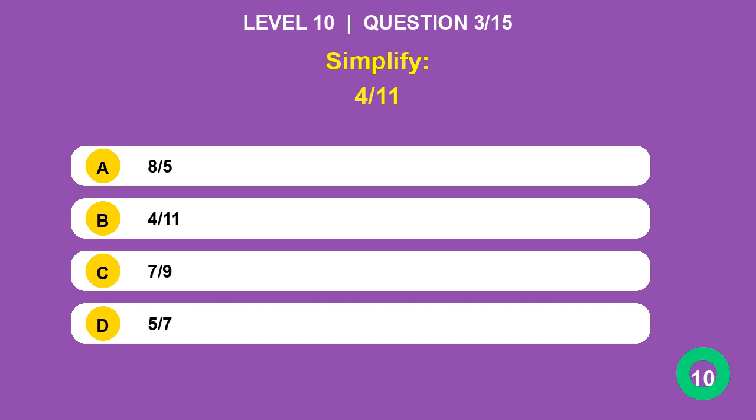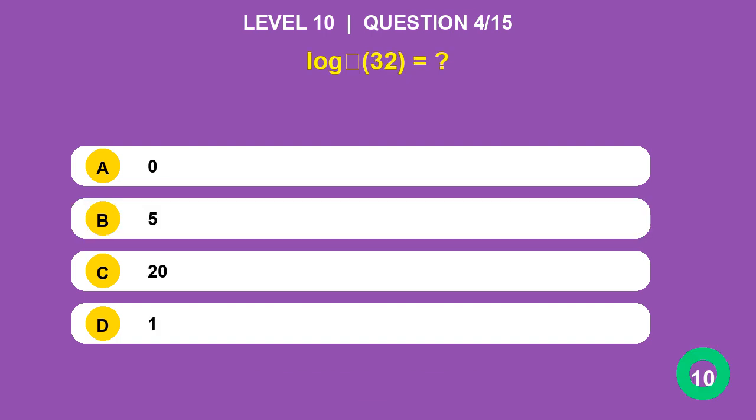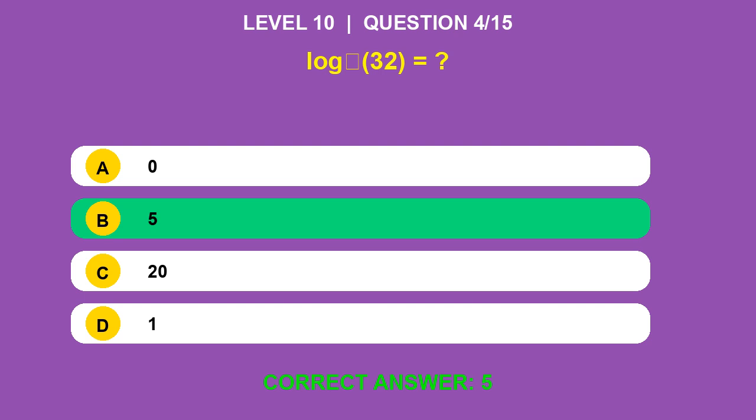Simplify. April 11th? Answer is 4/11. Log 2, 32, equals? Answer is 5.